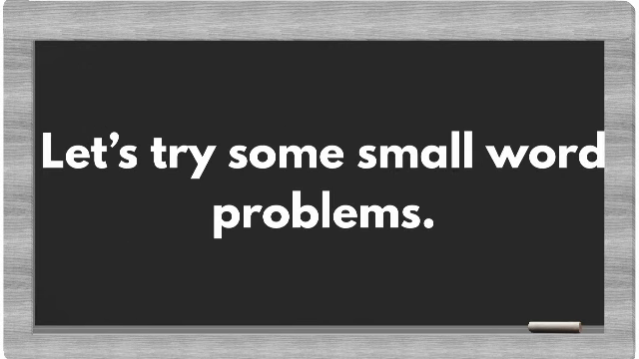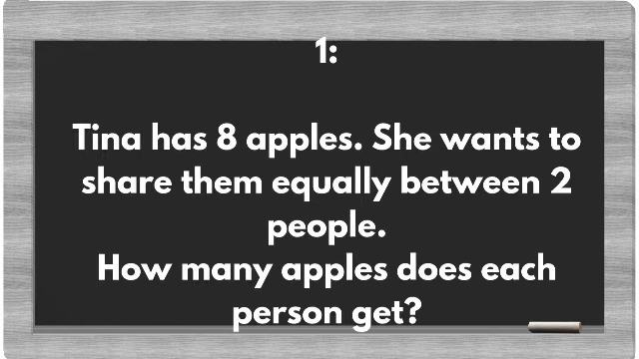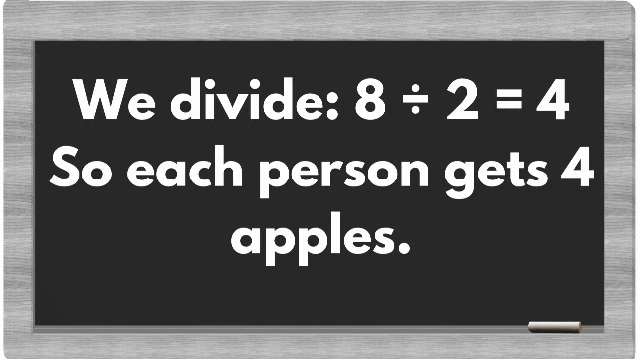Let's try some small word problems. 1. Tina has 8 apples. She wants to share them equally between 2 people. How many apples does each person get? We divide. 8 divided by 2 equals 4. So each person gets 4 apples.